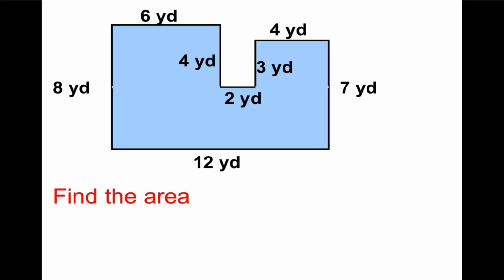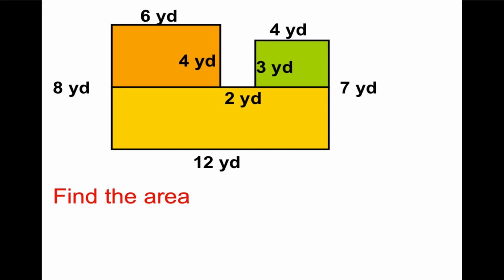Finally, we'll do an example of the composite figure. I call this composite because it's made up of smaller shapes. And when you get these composite figures, it's up to you to decide how to divide it up into shapes that you already know how to find the area of. In this case, we can divide this a couple different ways and get 3 rectangles. So I'm going to go ahead and divide it this way.